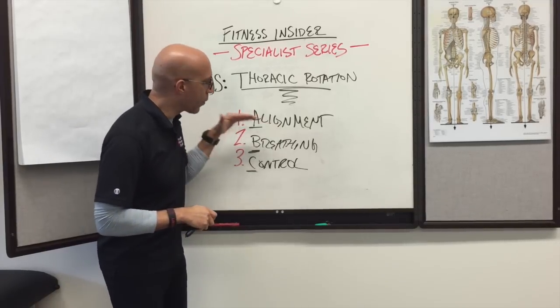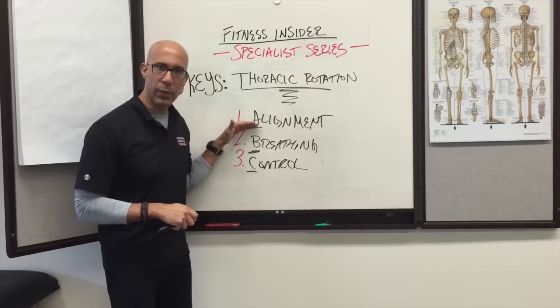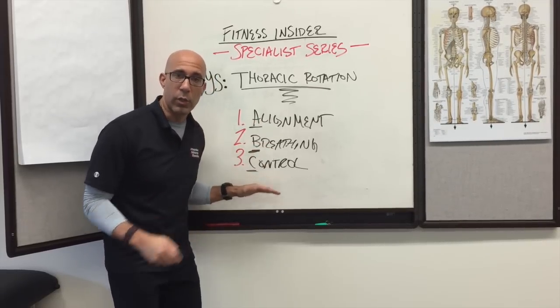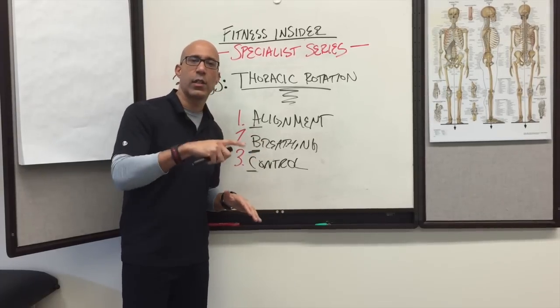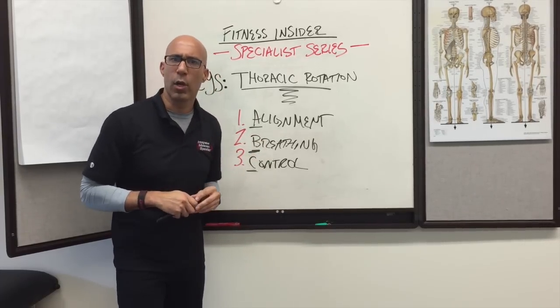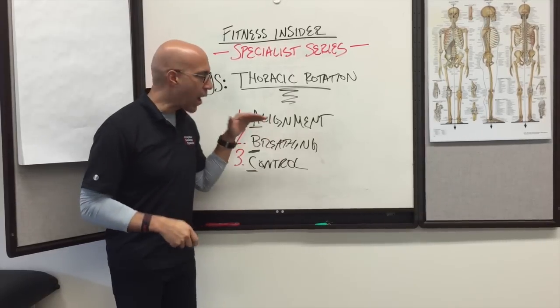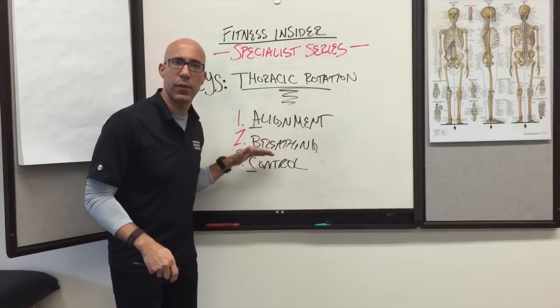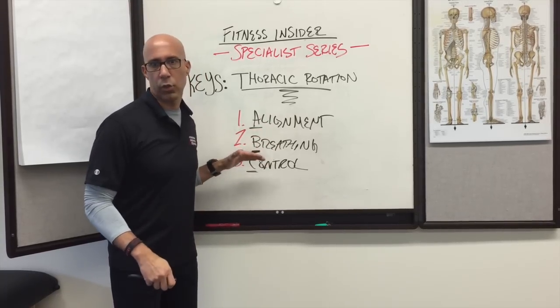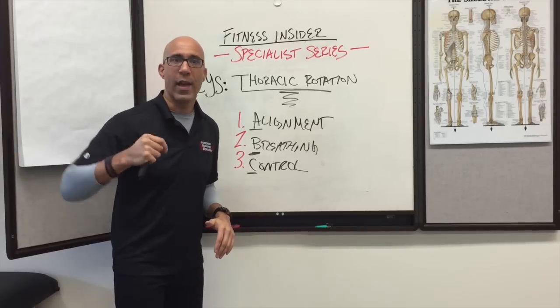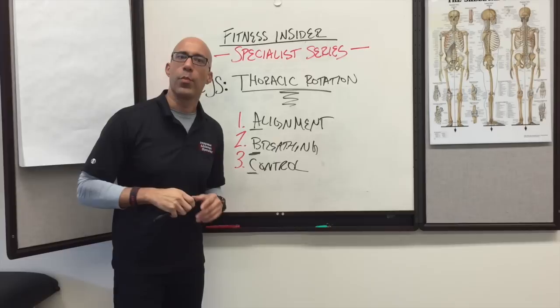So again, apply the principles, help them align the thoraco-pelvic canister, help them breathe 3-dimensionally, help them control. We talked about a lot of this in the last series, so if you missed that, click on the link below. In the next upcoming videos, we're going to talk about how do we use these principles specifically, alignment, breathing, and control, to both assess as well as progress our client's ability to rotate.